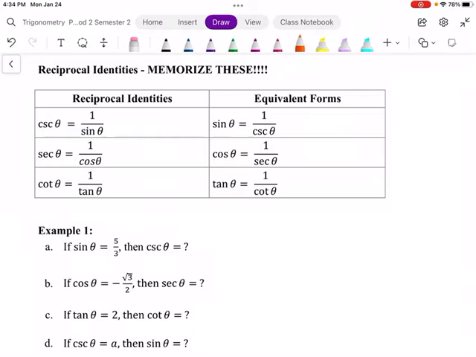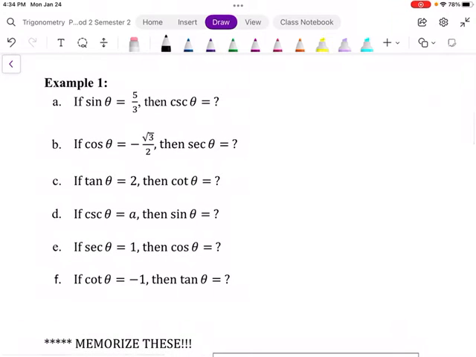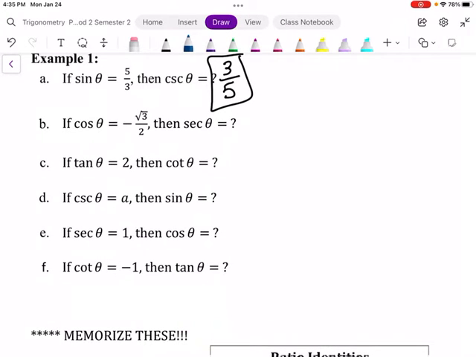So the next thing we're going to go over are reciprocal identities. And these you're going to want to have memorized. Some of them you probably already know. So cosecant is the same as 1 over sine, or you can just find the reciprocal. Same for secant and cotangent. So going through some examples, we have the sine of theta equals 5 over 3. Cosecant is the reciprocal of that, so we're just going to flip it over to become 3 over 5. The signs stay the same, so we don't change it if it's positive or negative.